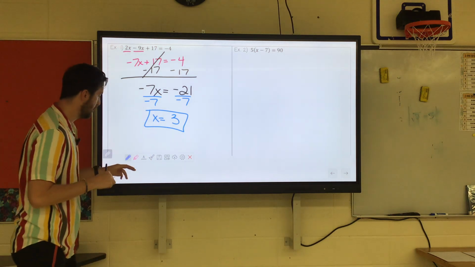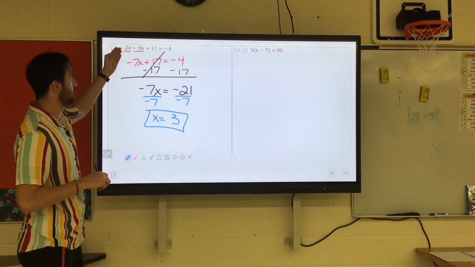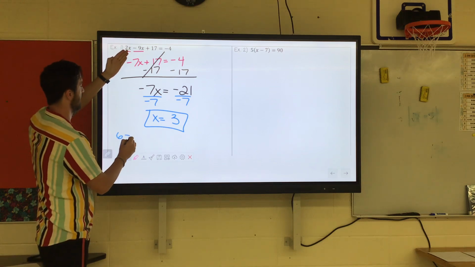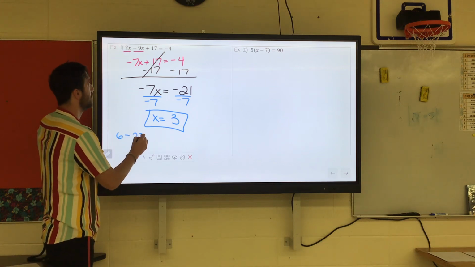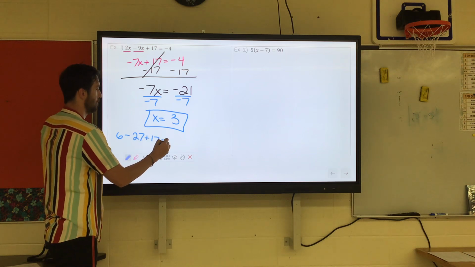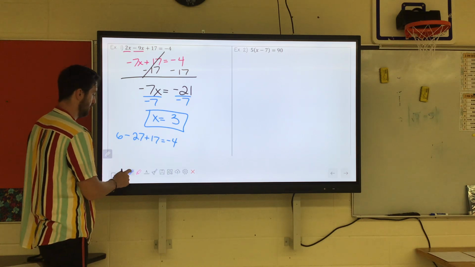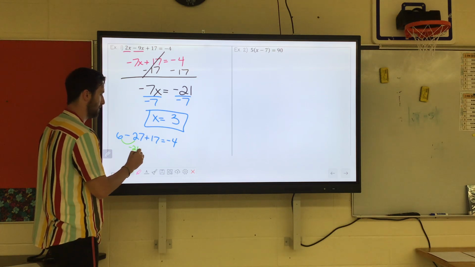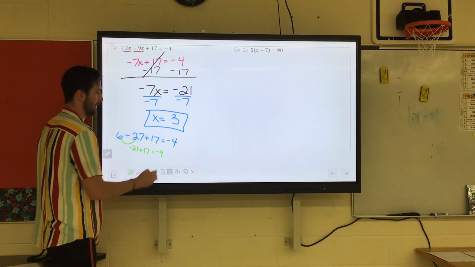Feel free to check it back in the original. 2 times 3 is 6. Minus 9 times 3 is 27. Plus 17 equals negative 4. If we go left to right here, 6 minus 27 is negative 21, plus 17 is, in fact, negative 4.